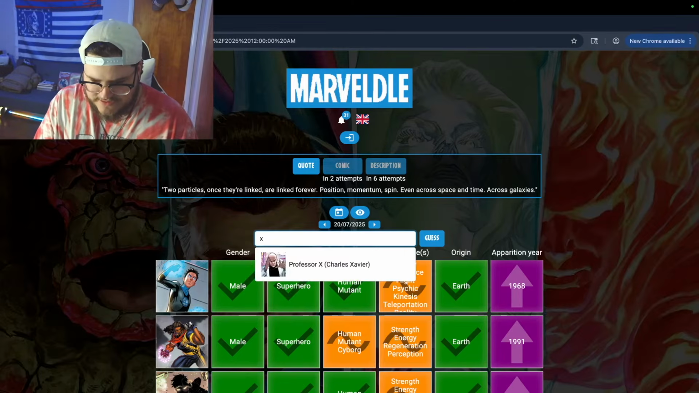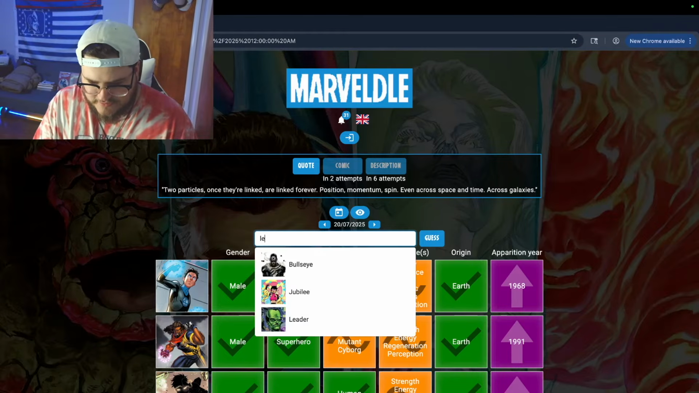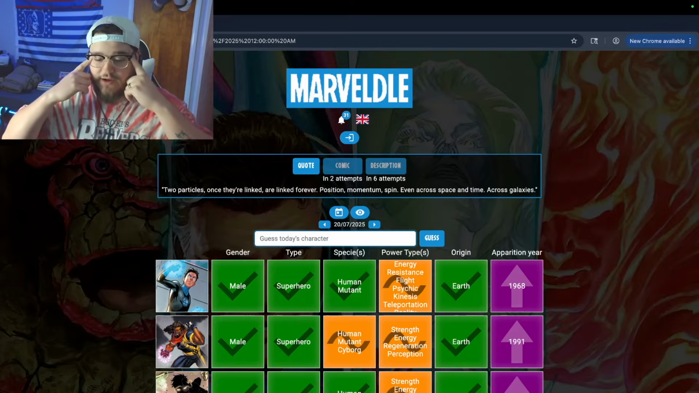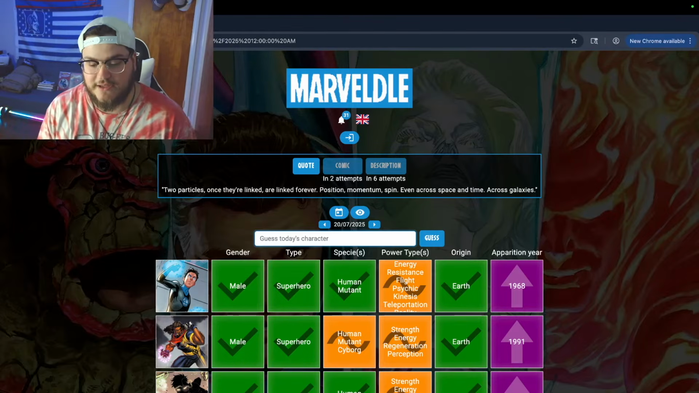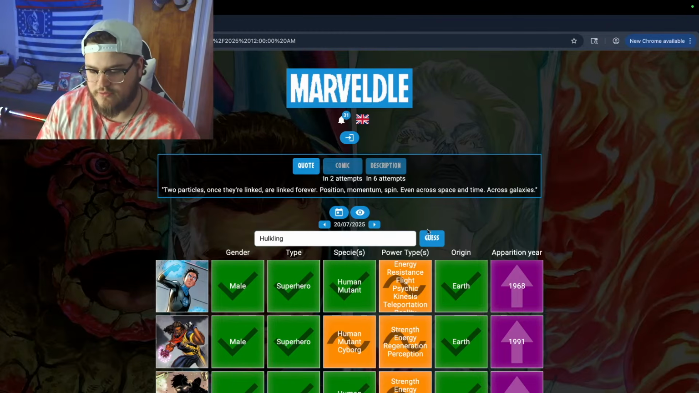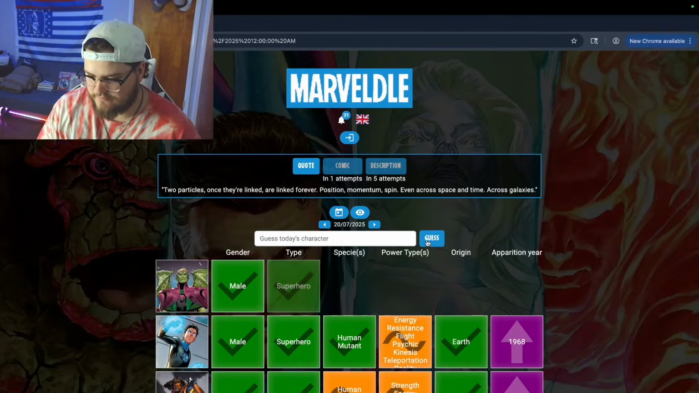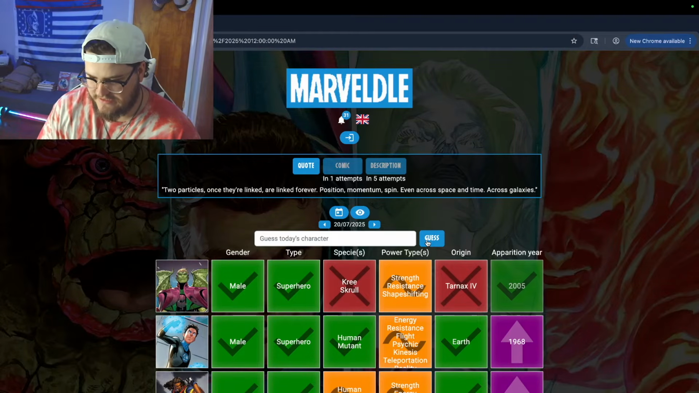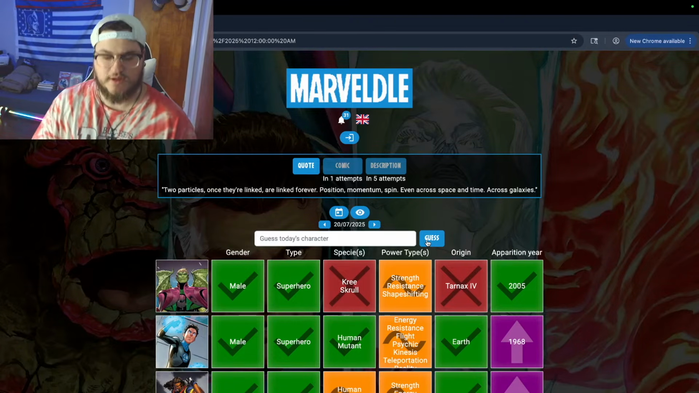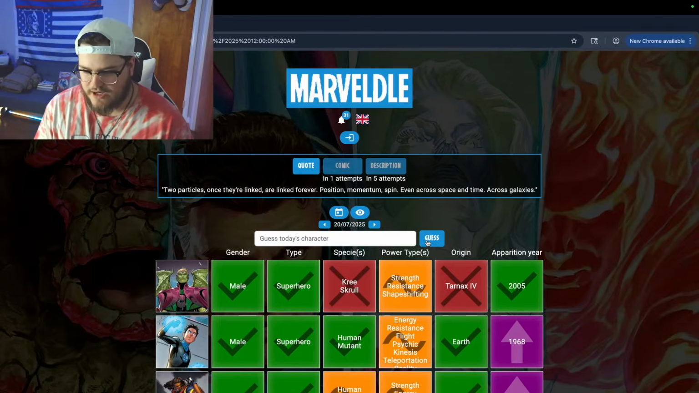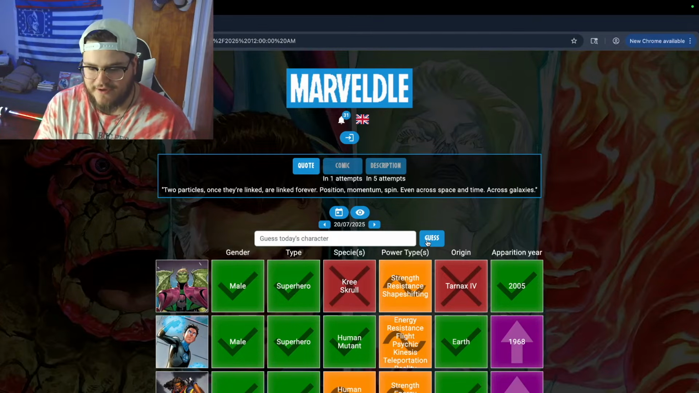An X-Man wasn't here. Legion wasn't here. I don't know. If I throw out two more guesses, I can see what comic they're from. Hulkling? I mean, I know it's not Hulkling, because he's not a mutant. 2005. Very helpful. Debuted in 2005. A mutant male debuted in 2005.